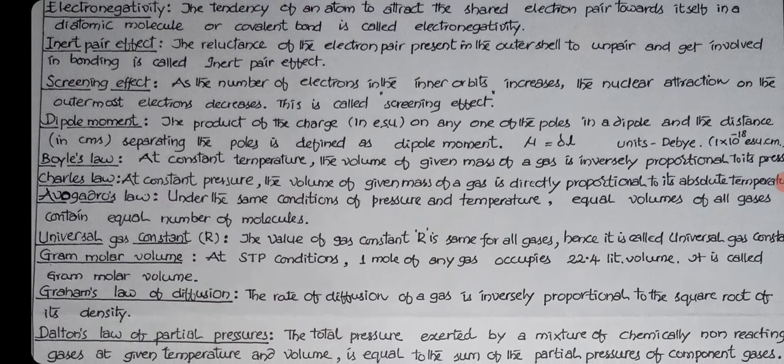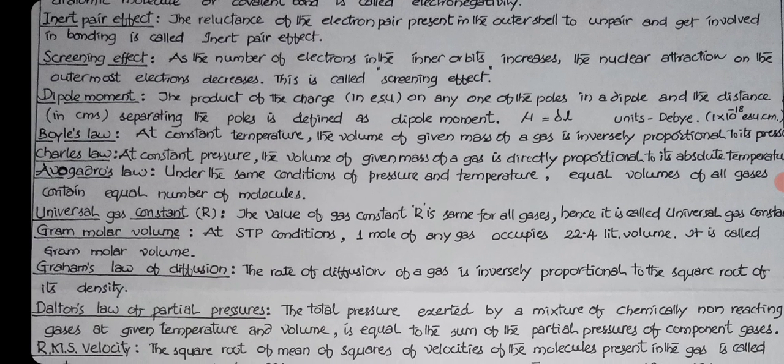The screening effect of s orbitals is going to be greater because of its shape, and the f orbital screening is worst. Dipole moment. The product of the charge in electrostatic units on any one of the poles in a dipole, and the distance in centimeters separating the poles is defined as dipole moment. Mu is equal to delta into L. Delta is charge, L is length. The units are Debye units, 1 Debye is 10 to the power of -18 ESU centimeter, electrostatic units, and centimeter is for the distance.